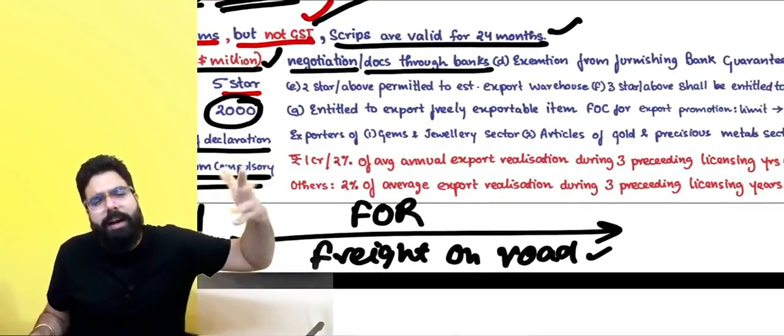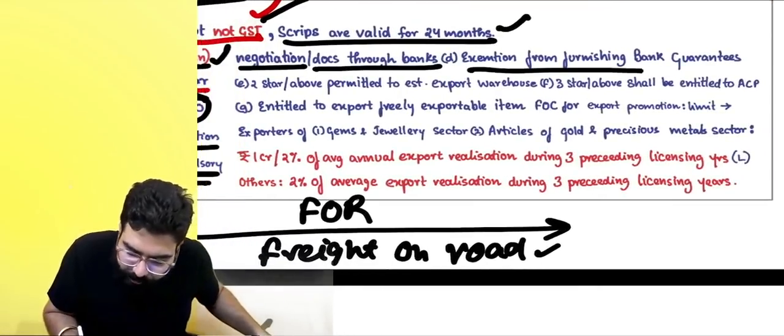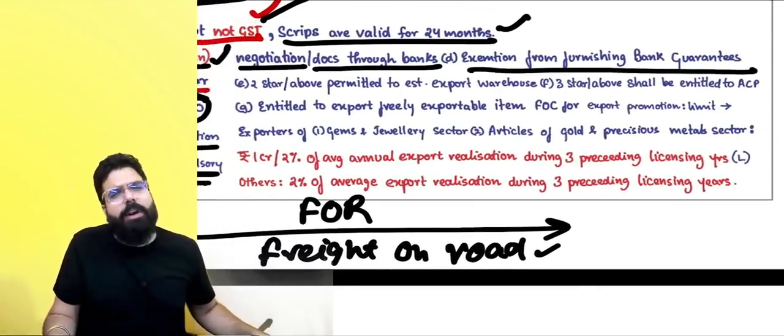See, the third point, they are exempted from compulsory negotiation of documents through bank. All this headache is not there. Exemption from furnishing bank guarantee, not required.